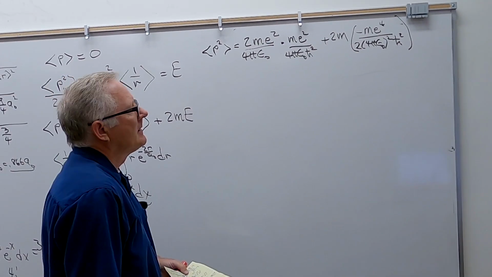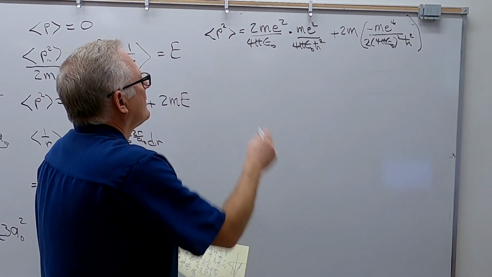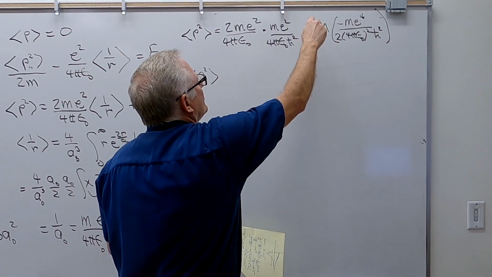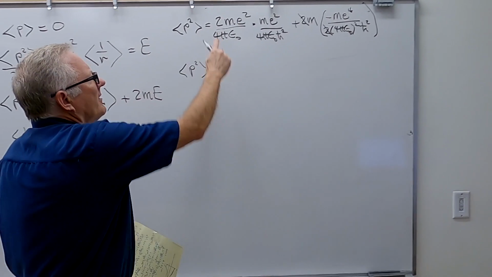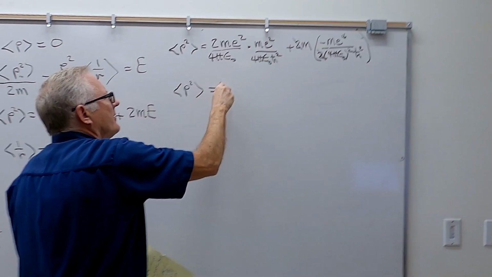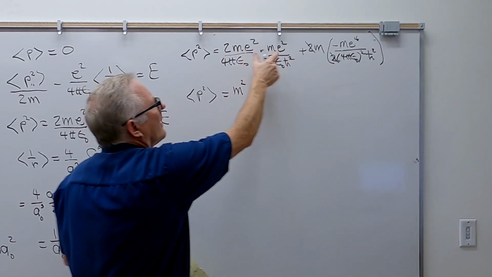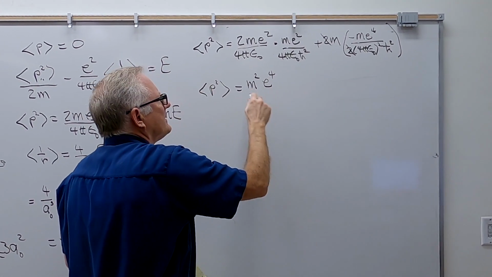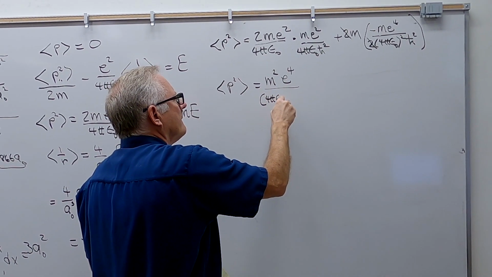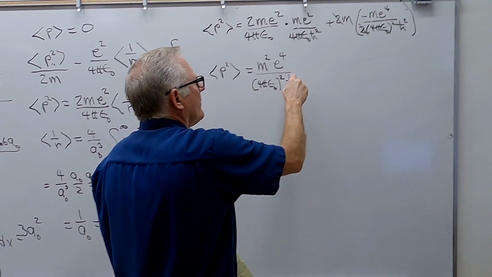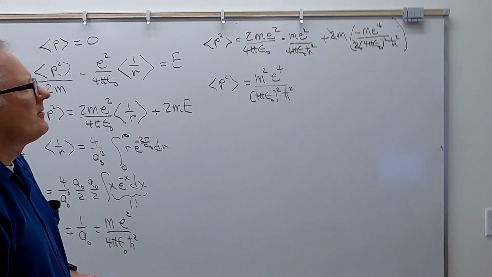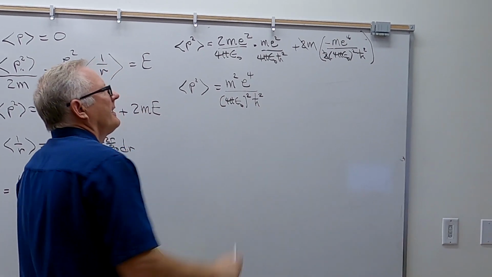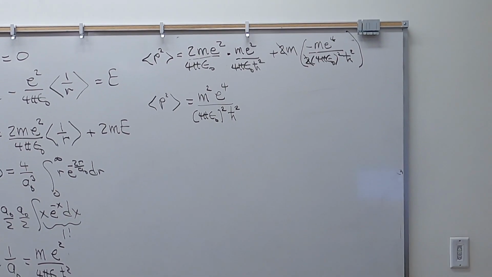Okay, well, let me see. Let me factor out whatever I can. Well, these two 2's drop out. This one drops with that one. We have an m squared in both terms, so I'll factor the m squared out. We have an e to the 4th, we have an e to the 4th, I'll factor that out. We have a 4 pi epsilon naught squared and 4 pi epsilon naught squared, we'll factor that out. We have an h bar squared, we'll factor that out. What's left? 2 minus 1, which is 1. Okay, so there is the P squared.